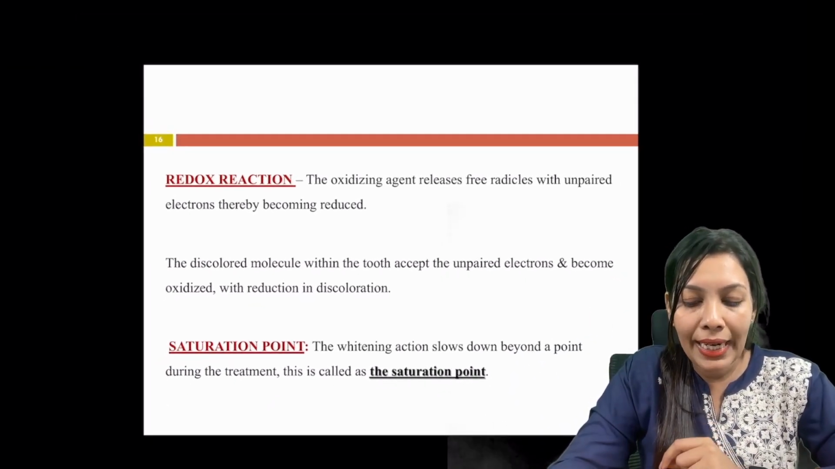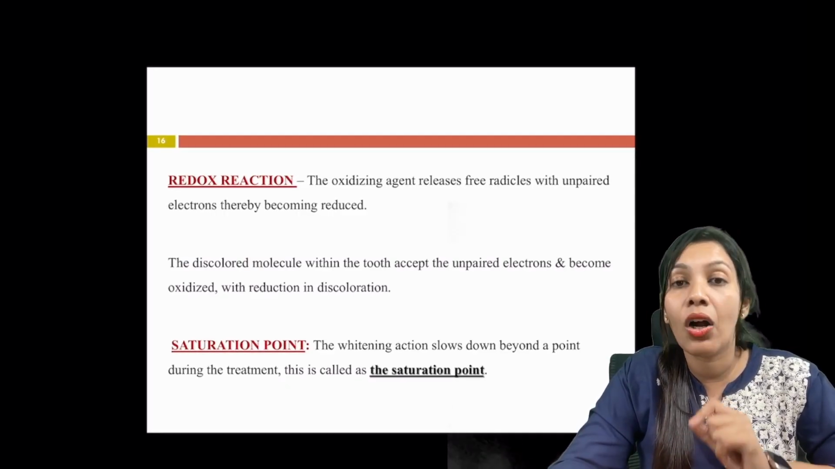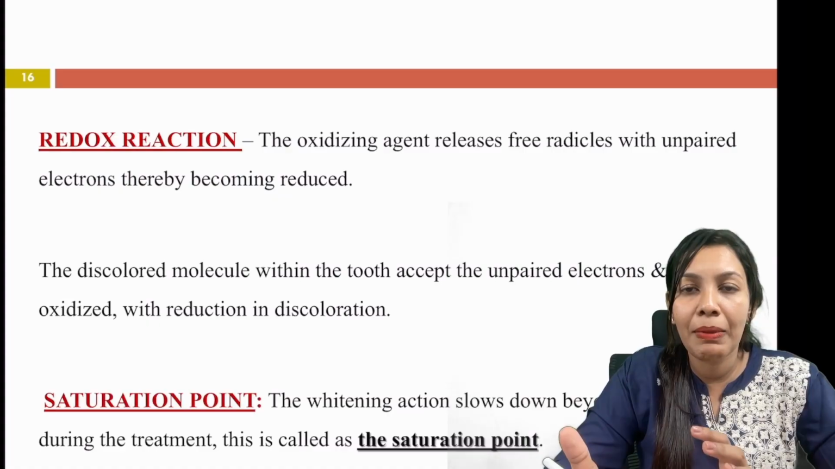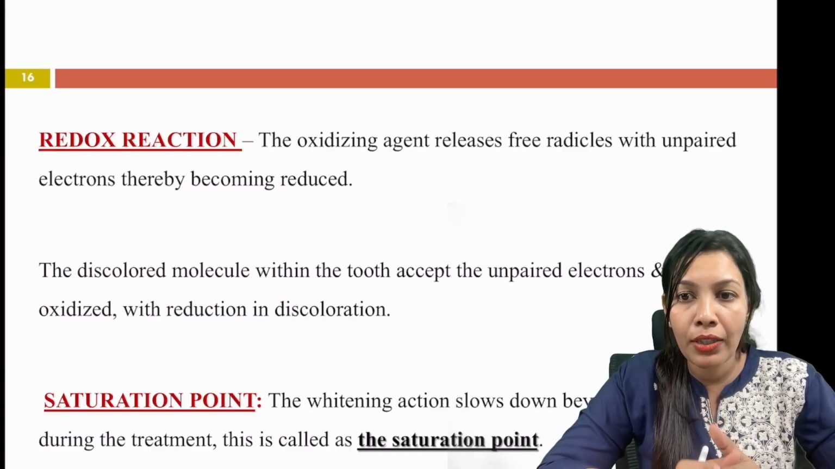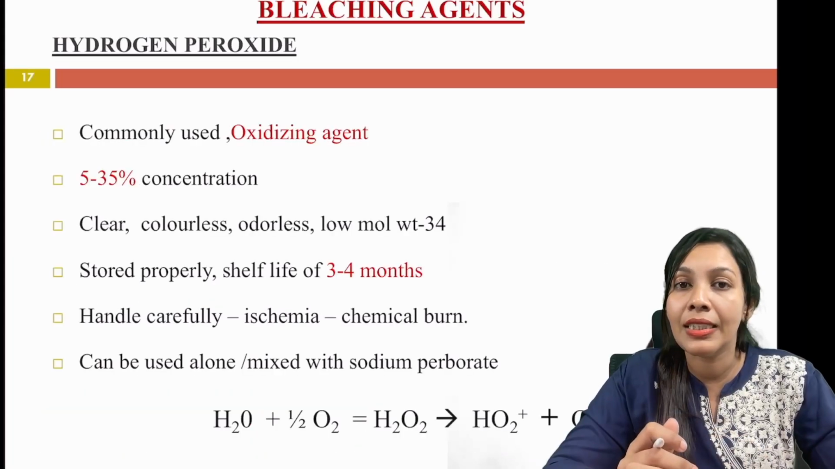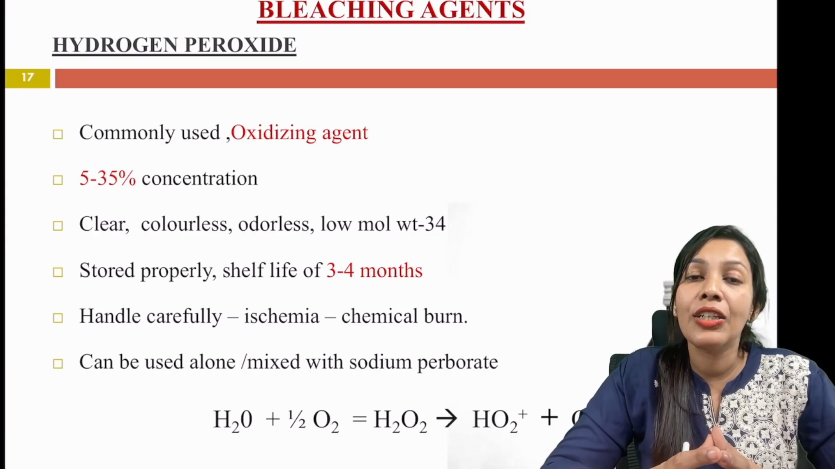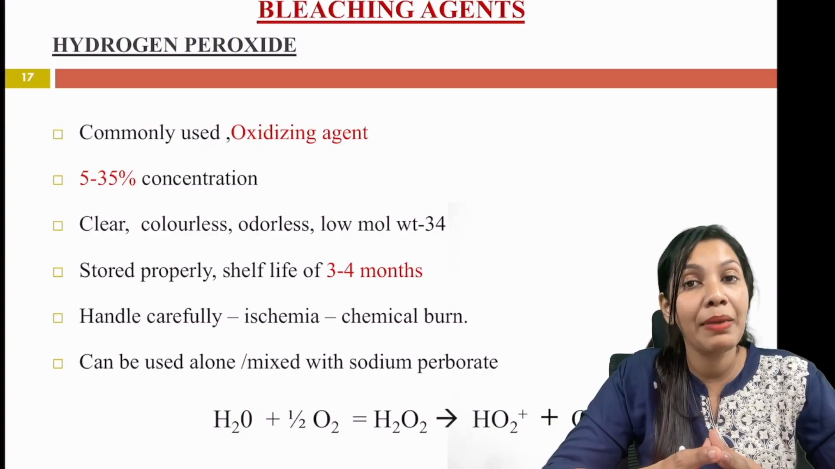The whitening action slows down beyond a point during the treatment; that is called the saturation point. So even though we keep on applying the bleaching agent, it doesn't mean that it keeps on whitening the tooth. There's a particular point called the saturation point beyond which bleaching doesn't take place. Now, what are the various bleaching agents? Hydrogen peroxide, peroxide-containing bleaching agents, and non-peroxide-containing bleaching agents are there.